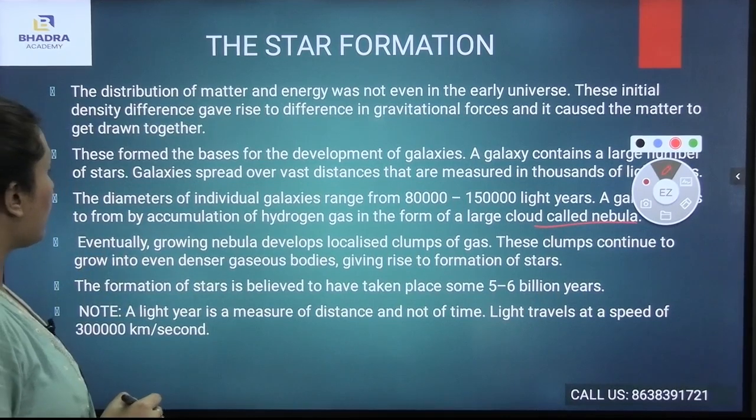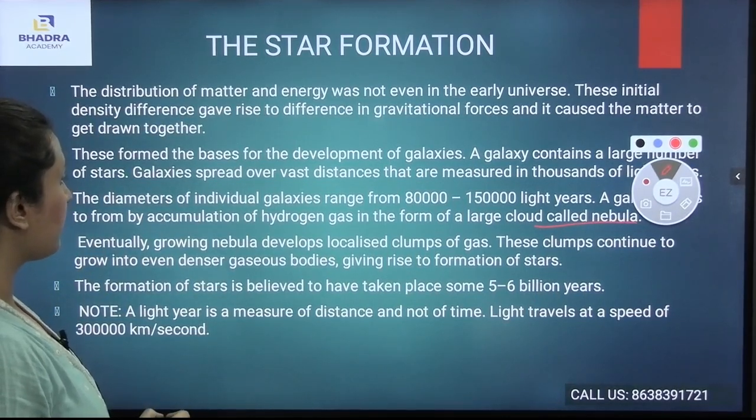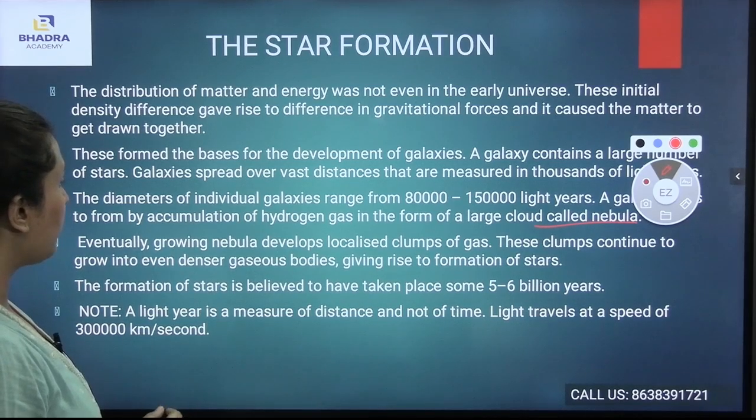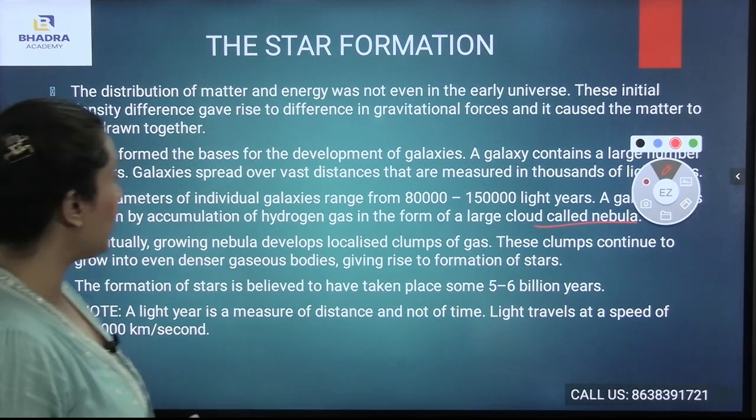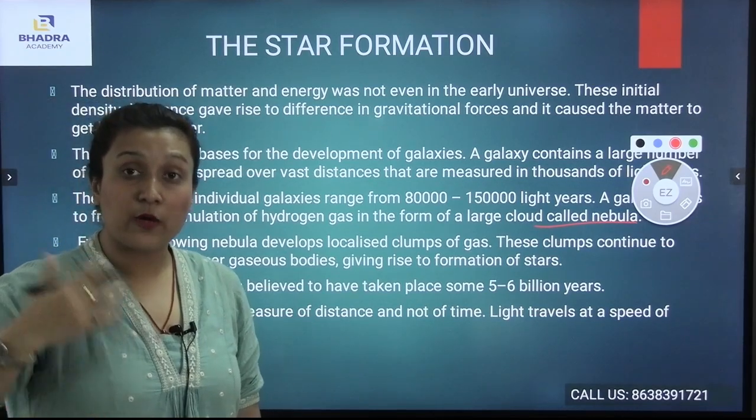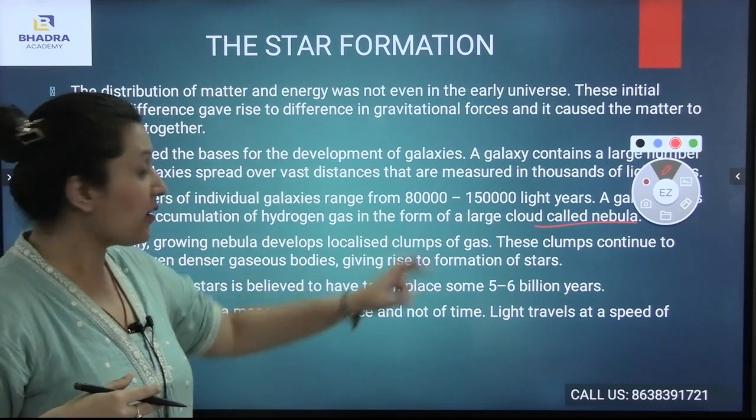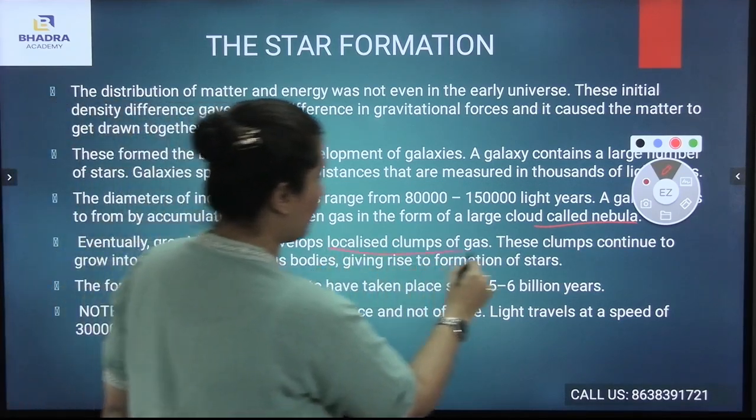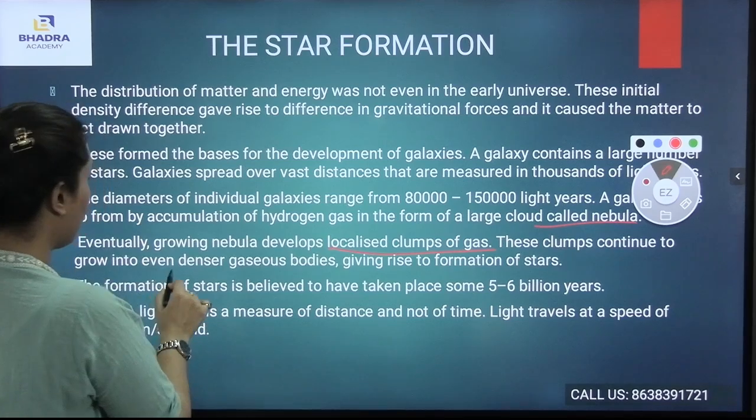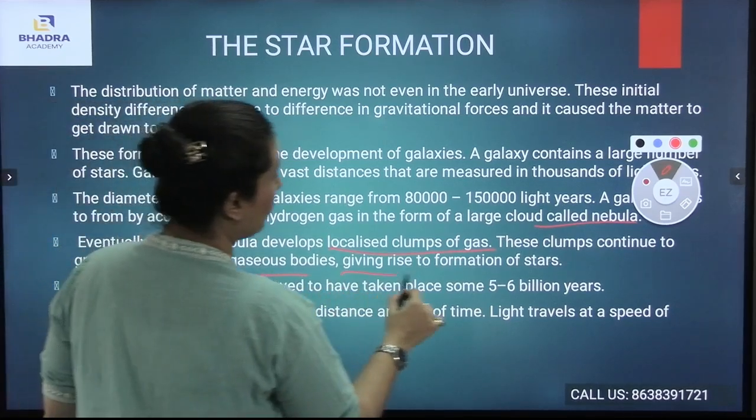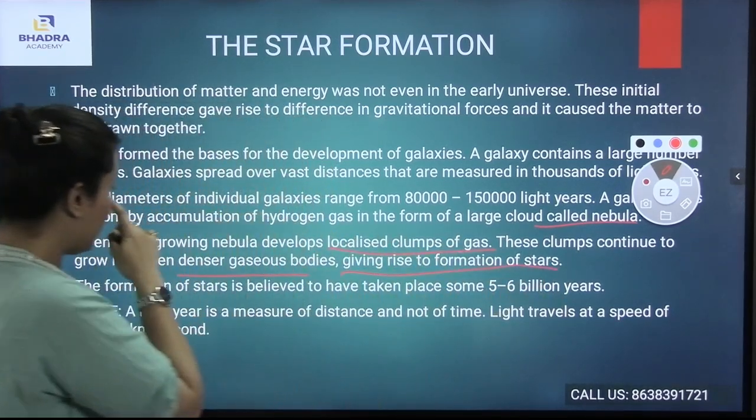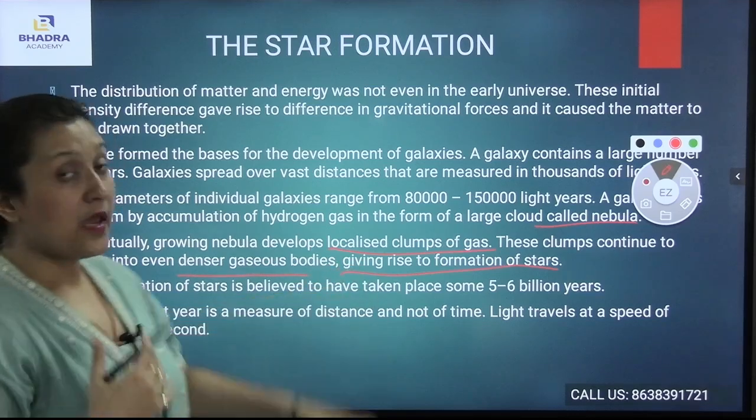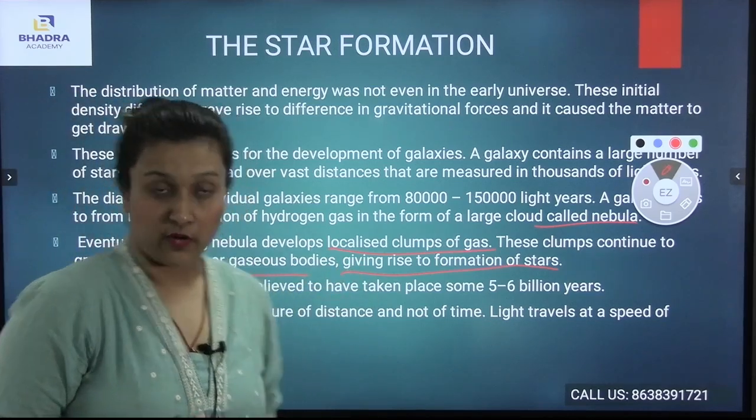Now, eventually the growing nebula develops localized clumps of gas. These clumps continue to grow into even denser gaseous bodies, giving rise to the formation of stars. You see, when the nebula grows, it gives localized clumps of gases, and these clumps continue to grow into denser gaseous bodies, giving rise to more formation of the stars.